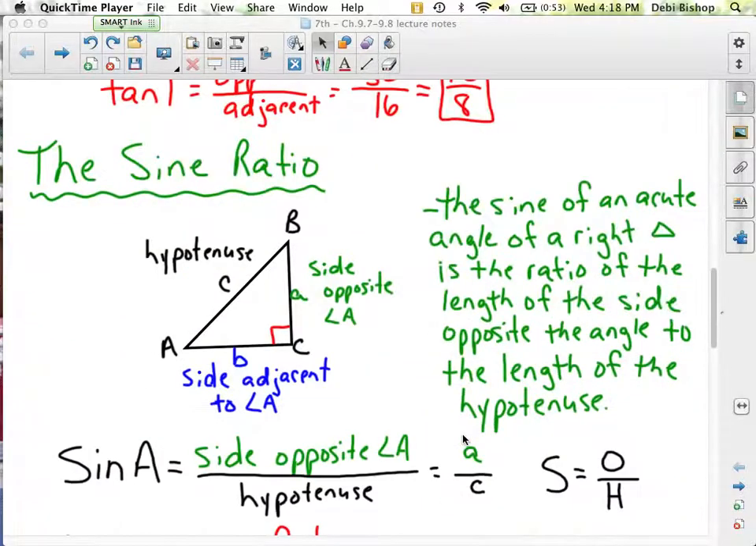So, the sine ratio. The sine of an acute angle of a right triangle is the ratio of the length of the side opposite the angle to the length of the hypotenuse. So again, you find your right angle, and you know that the segment across from your right angle is your hypotenuse, c in this case. And then if we have our sine of angle A, using angle A right here, we know that the opposite is segment BC, or a in this case, and then our hypotenuse, which is c. So you can see a over c. So our sine is S over H.